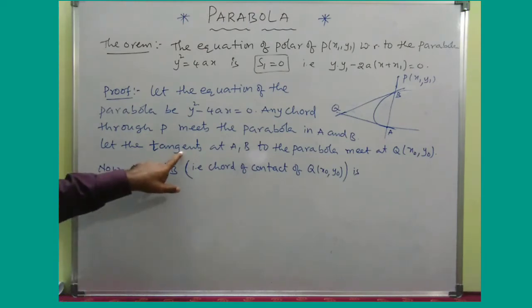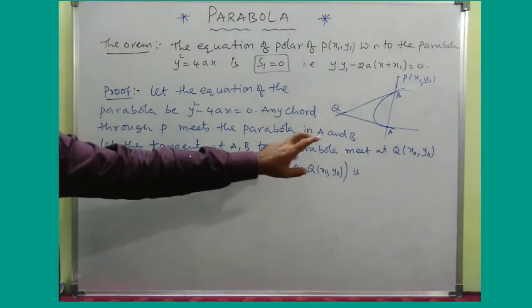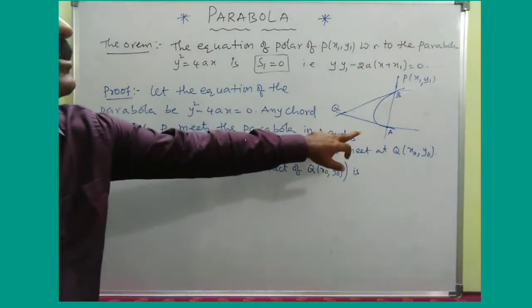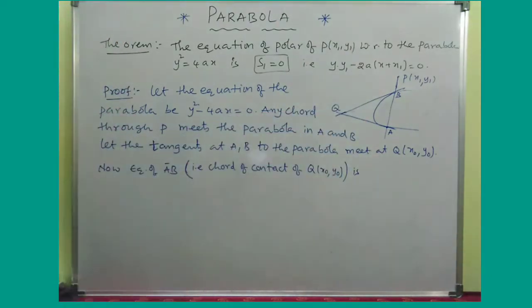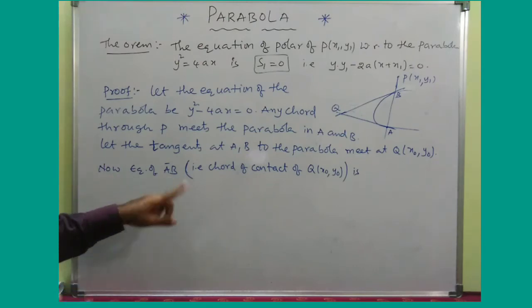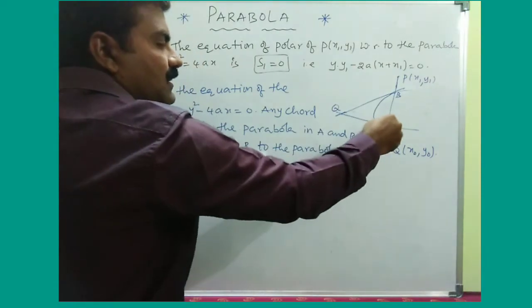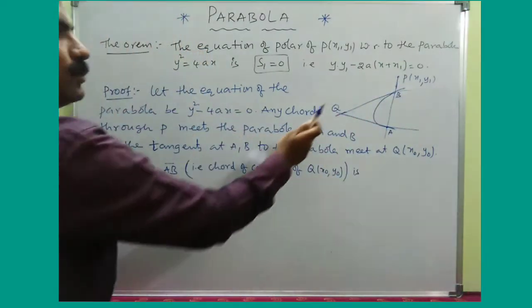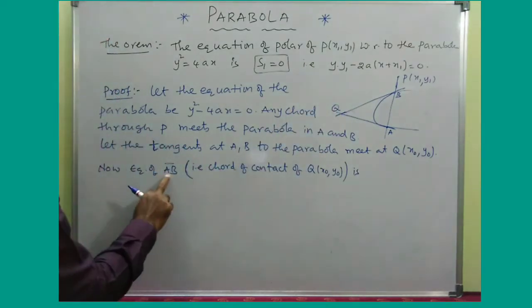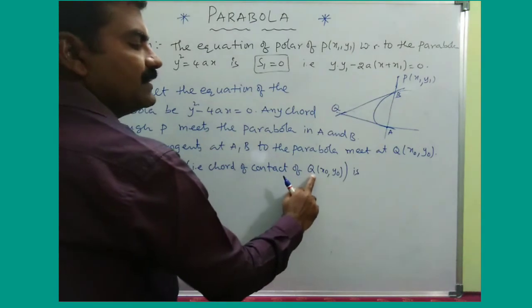Now the tangents drawn at A, B to the parabola meet at Q (x0, y0). Assume that Q is a point (x0, y0). Now I want the equation of AB bar. AB bar is nothing but the chord of contact of point Q, no? So the equation of AB bar is nothing but the chord of contact of point Q.